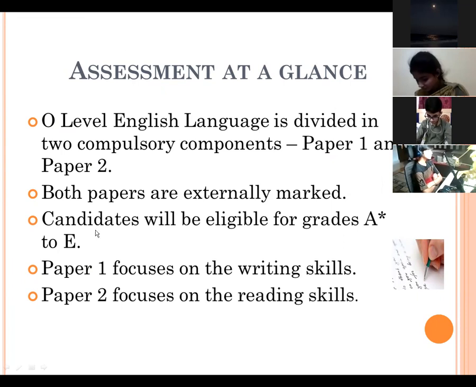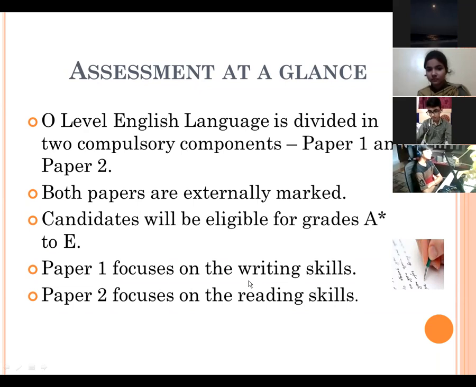If you perform well, as per your performance, you will be awarded grades from A plus, that is asterisk, to grade E. If you would not be performing well, you will be graded as U, that is ungraded, and you will be declared as fail. So you have to perform well in order to achieve at least A plus or A grade.